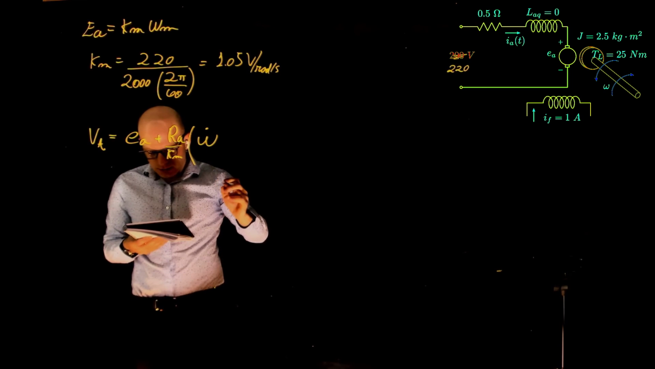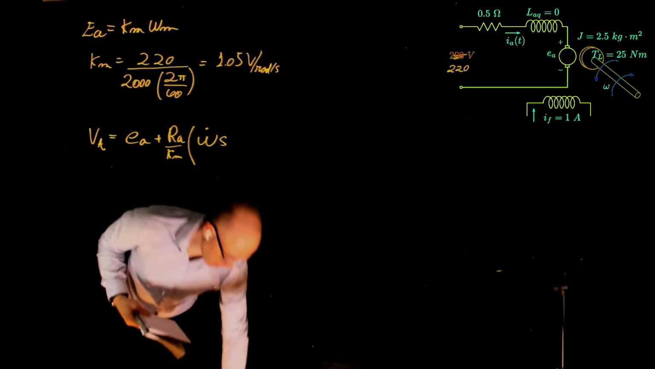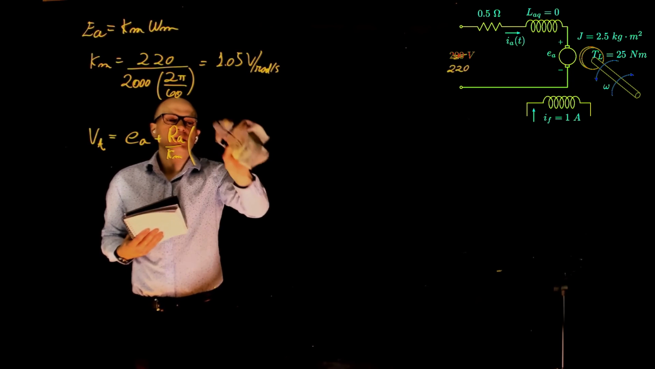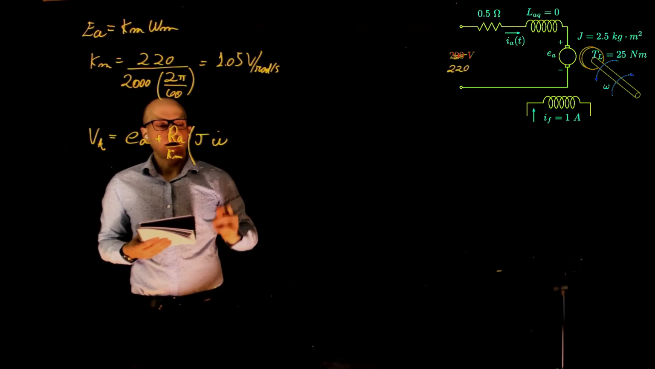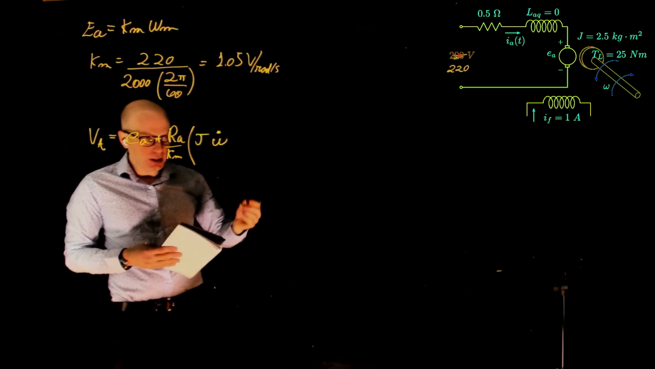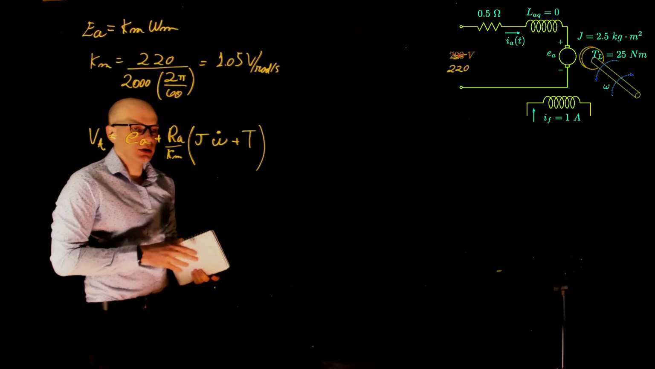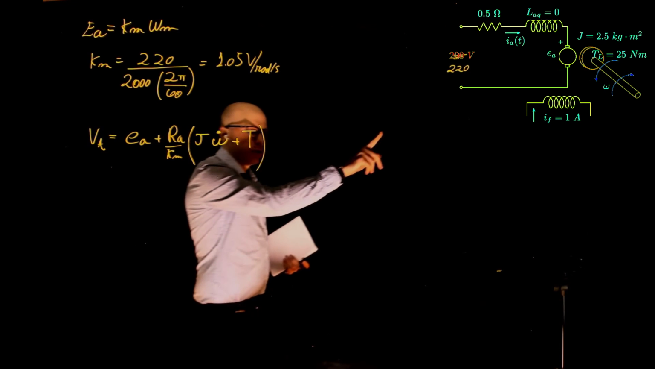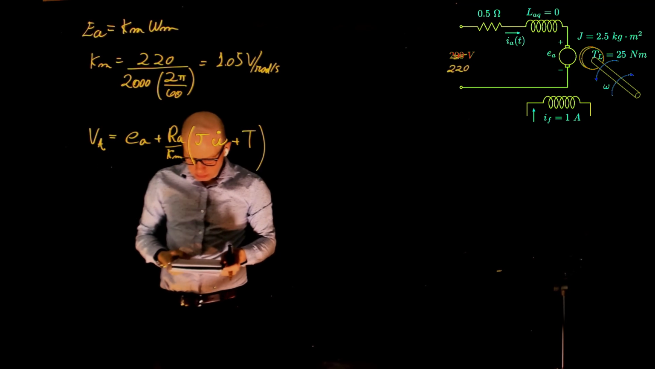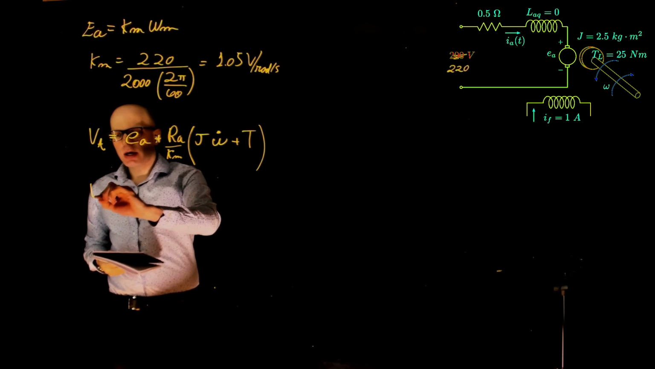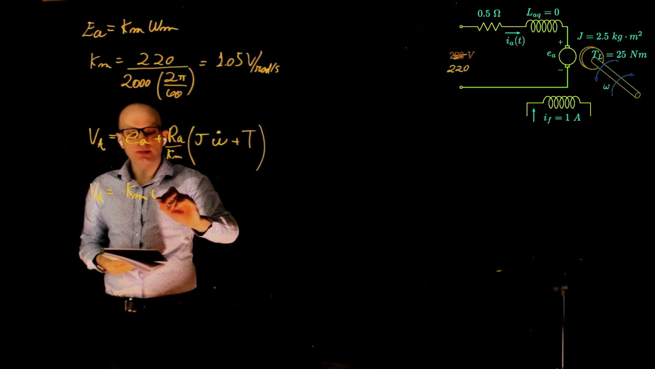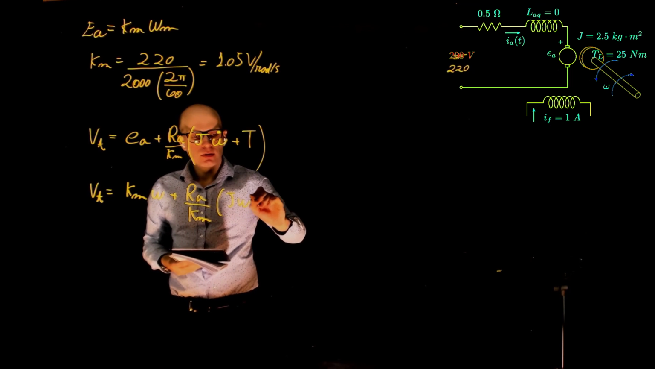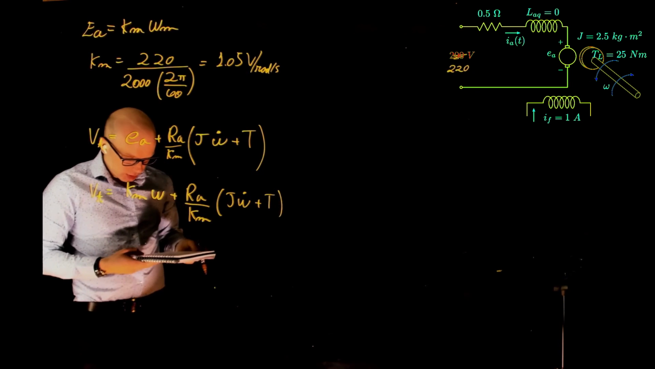The speed, the inertia times the acceleration. So the sum of all torques, that is inertia times the derivative of the speed, plus the load torque that we are driving now. So this is the only addition to the equation we just developed. Then we have T_L here, which is the load torque, that is 25 Newton meters. This can be written as Km times omega, and just rearrange the expression like that.